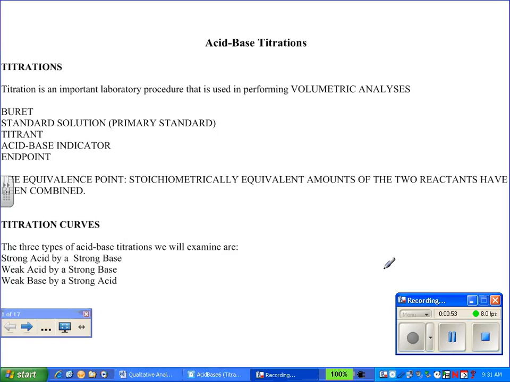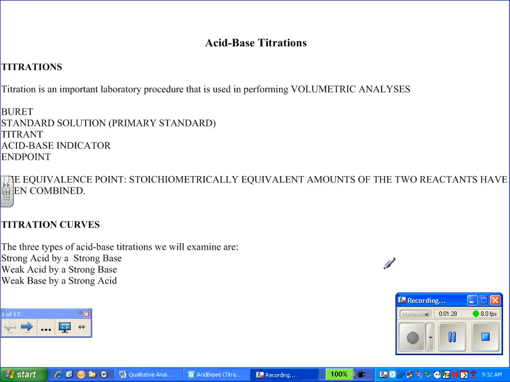Now what's important to note is that titrations don't always have to be acid-base titrations. We're going to see later on in the year that we can do redox titrations, we can do precipitation titrations. So it's important to think of this as a volumetric analysis procedure rather than something that we use to analyze acids and bases. The burette, you'll recall, is the glassware that we use to add controlled volumes of the standard solution or the titrant into our unknown solution.